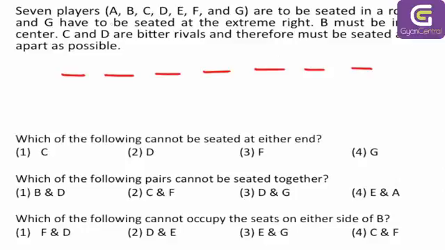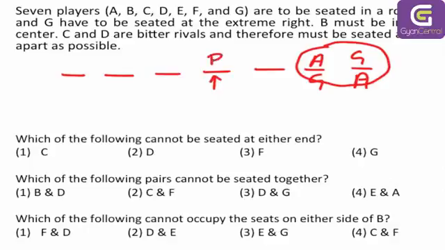A and G have to be seated at the extreme right. So the last 2 seats or the extreme right seats, these 2, have to be filled by A and G. It is not necessarily that it will be A and G, it can also be G, A. All it is saying is that these 2 are on the extreme right. B must be in the middle, in the center. 7 seats, so center position will be the 4th one. This is the position for B.